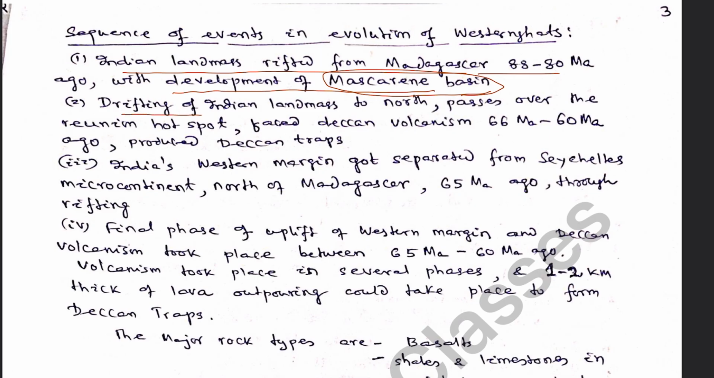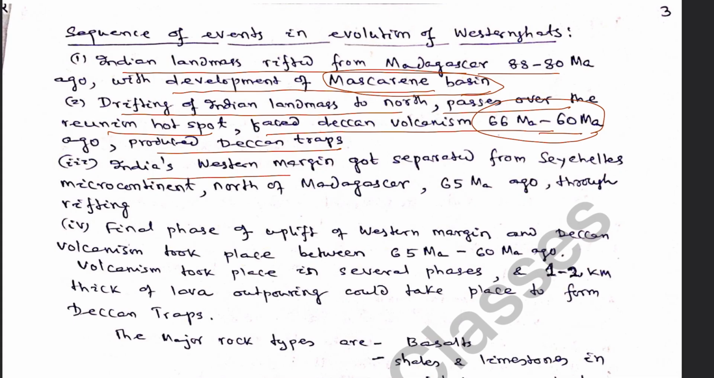After rifting, India drifted towards north, passed over the Reunion hotspot. When it was passing over the Reunion hotspot, it experienced extensive volcanism, which is recorded as Deccan lavas to constitute Deccan traps in India, ranging in age from 66 million years to 60 million years. So they produced Deccan traps through volcanism by a hotspot, that is the Reunion hotspot.